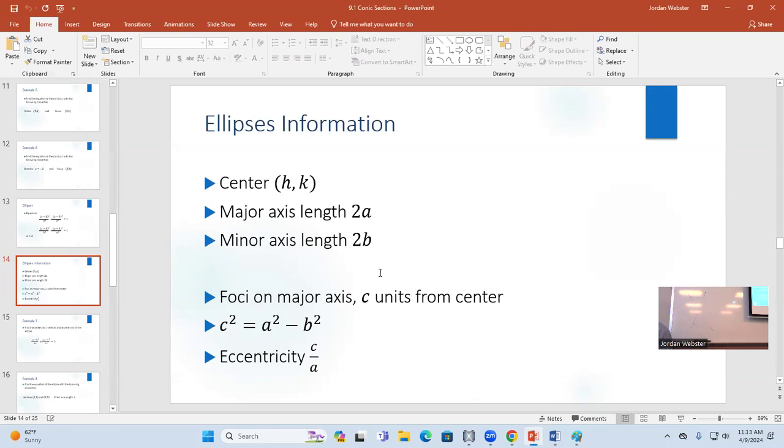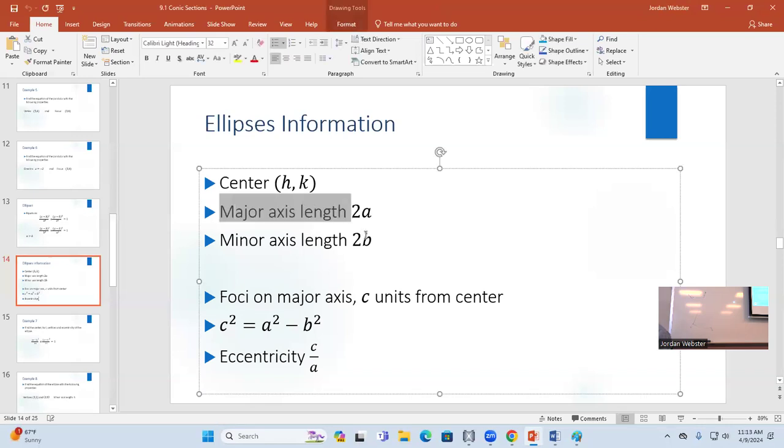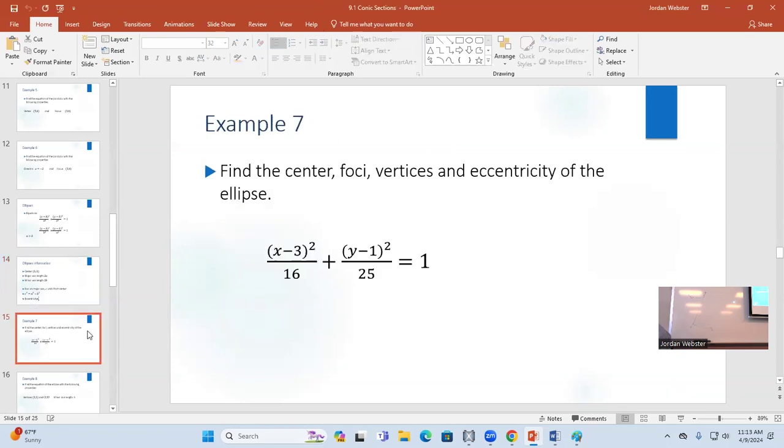So now that we see that, we can find information. The only other information I didn't put on this sheet, and it kind of goes into this major axis length, minor axis length, is that there are vertices along the major axis, and they're A units away from the center. There are vertices on the minor axis, and they're B units away from the center.